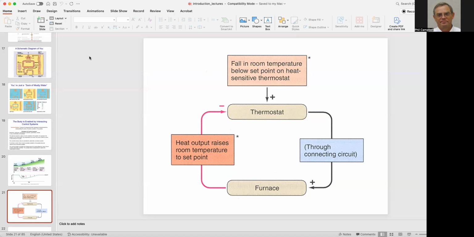So we have a reduction in temperature. That means this thermostat is designed so that below a certain temperature, it's going to signal through a circuit that's going to engage the furnace. It's going to start warming the room. Okay? And then at some point it will shut down.